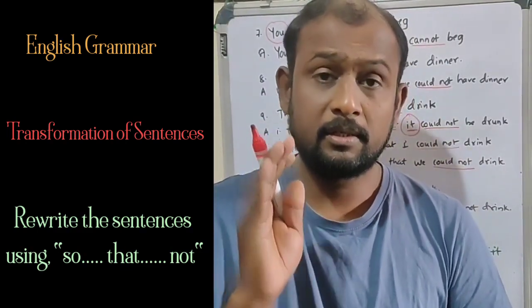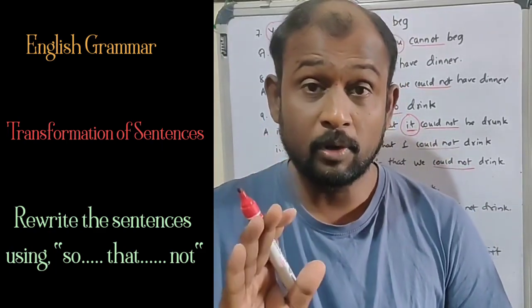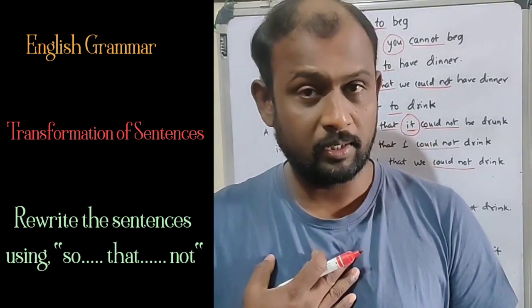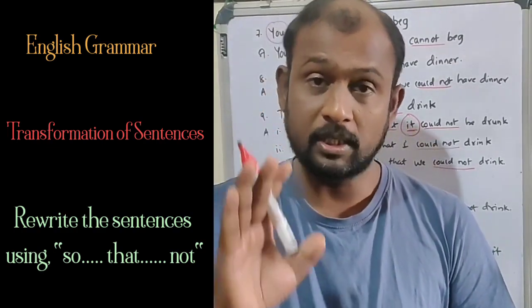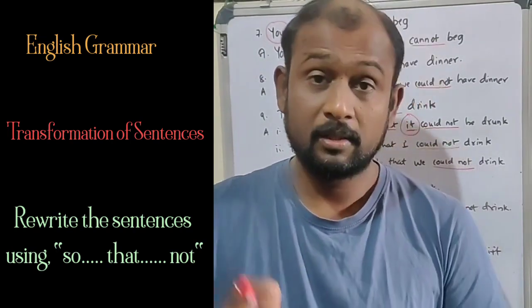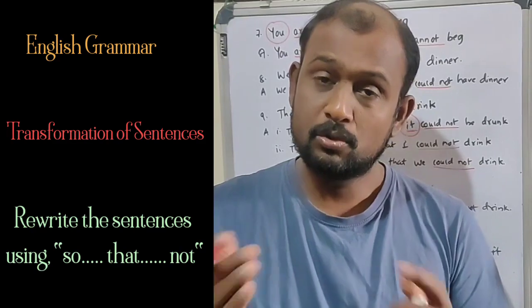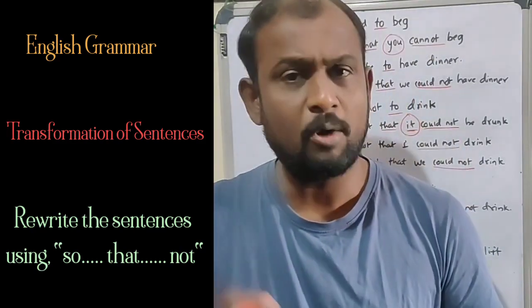You can write: The tea was so hot that it could not be drunk. The tea was so hot that I could not drink. The tea was so hot that he could not drink. The tea was so hot that she could not drink. The tea was so hot that they could not drink. The tea was so hot that you could not drink. So many options are there.